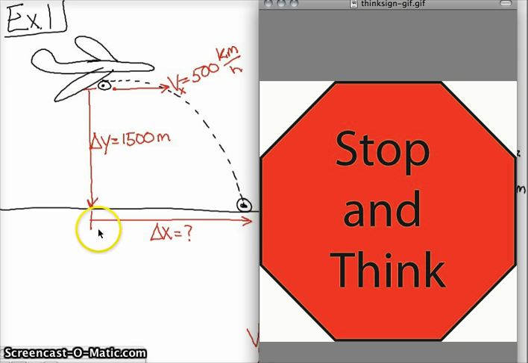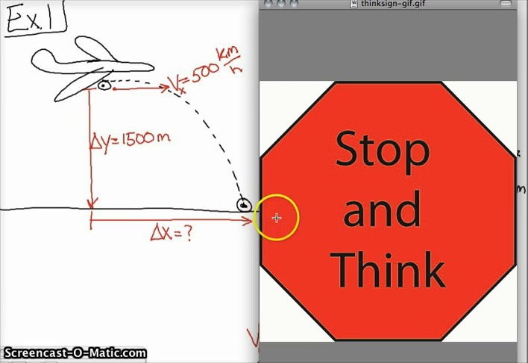Likewise, the displacement in the x direction, which is actually one of the things we want to look for, is from the position where it's released from the plane, or it falls off the plane, and it ends up pointing to the place where the wheel actually strikes the ground.